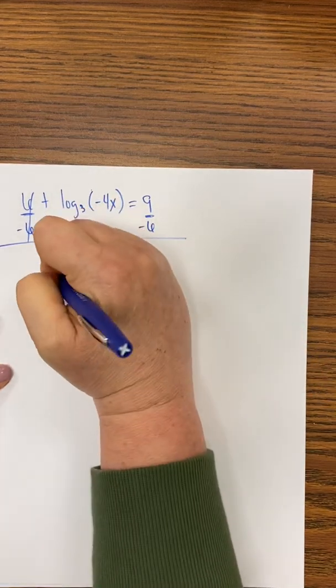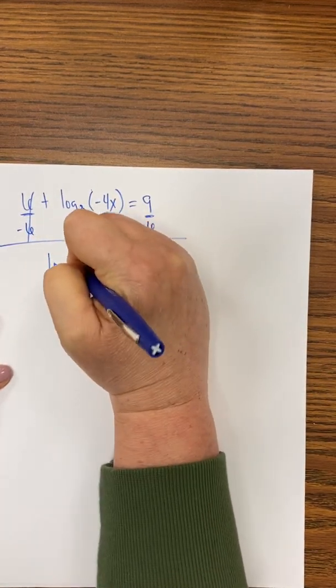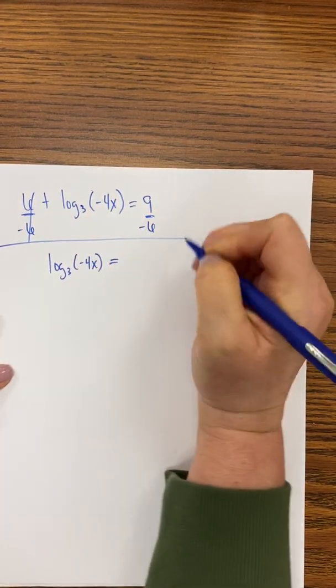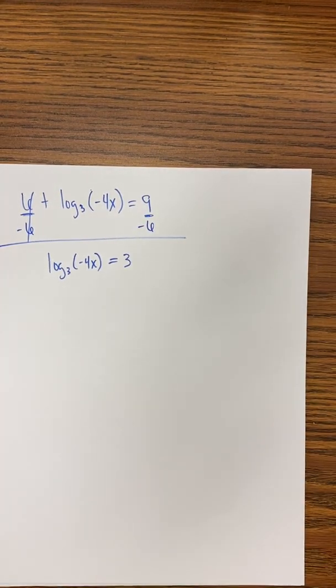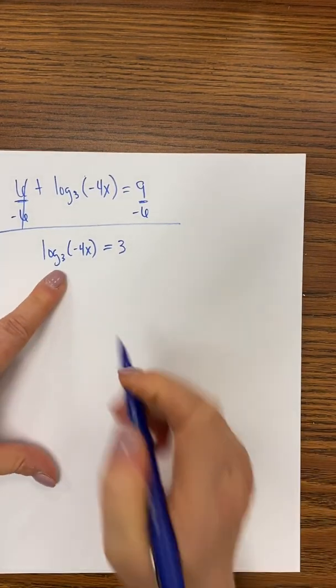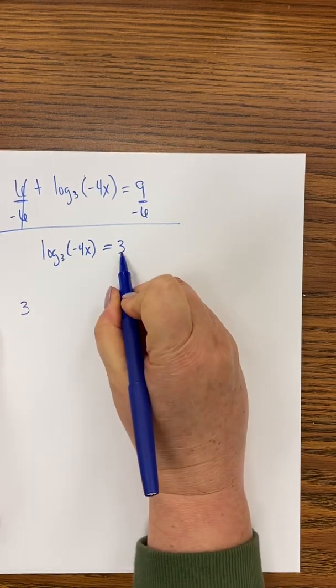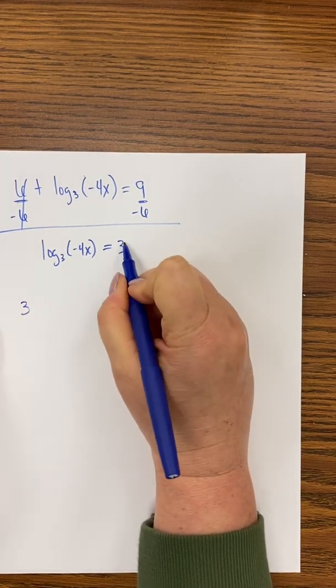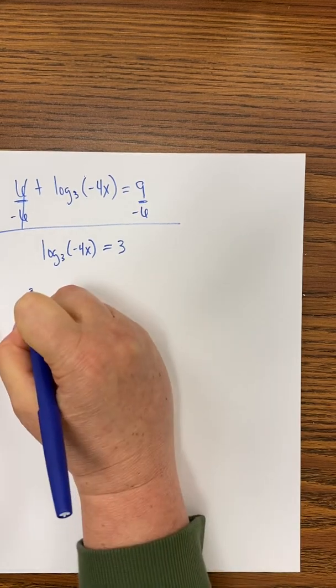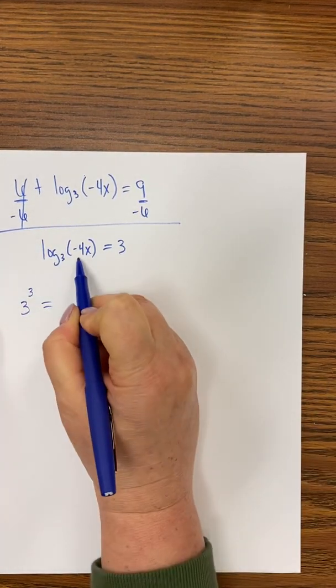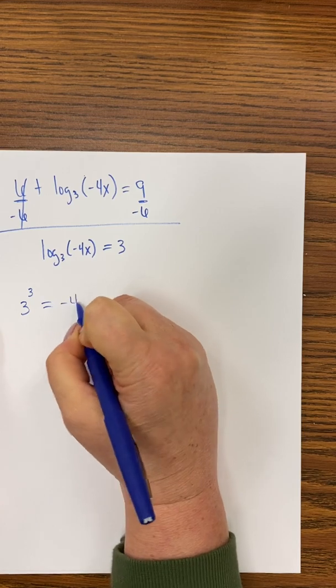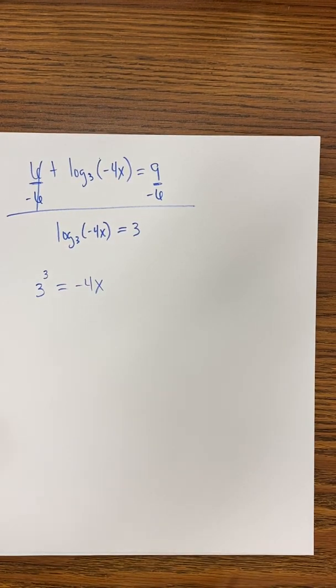So now we've got log base 3 of negative 4x equals 3. Now it looks like it should. So now remember what we do. We take our base, which is the 3. We take our number that's on the other side, which is our y. That's your exponent. And then in here, this is your x. You set it equal to that. And now we can solve it.